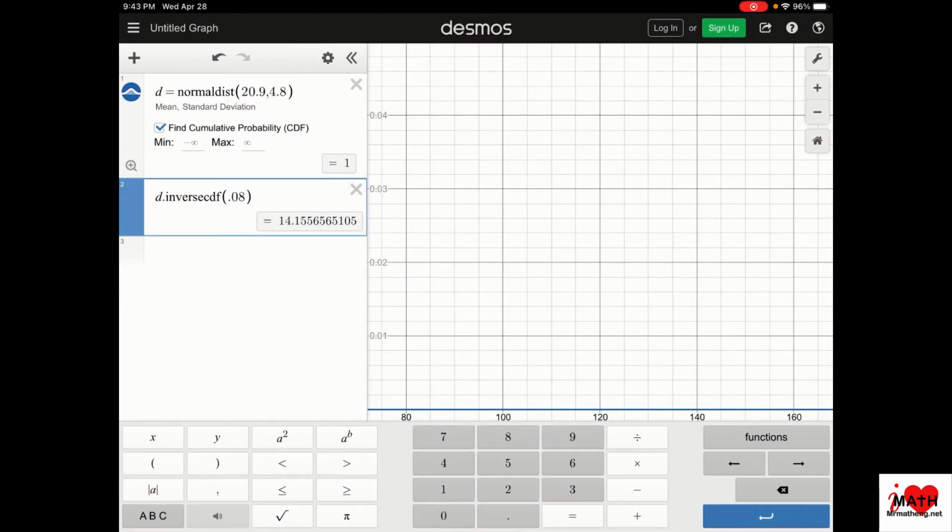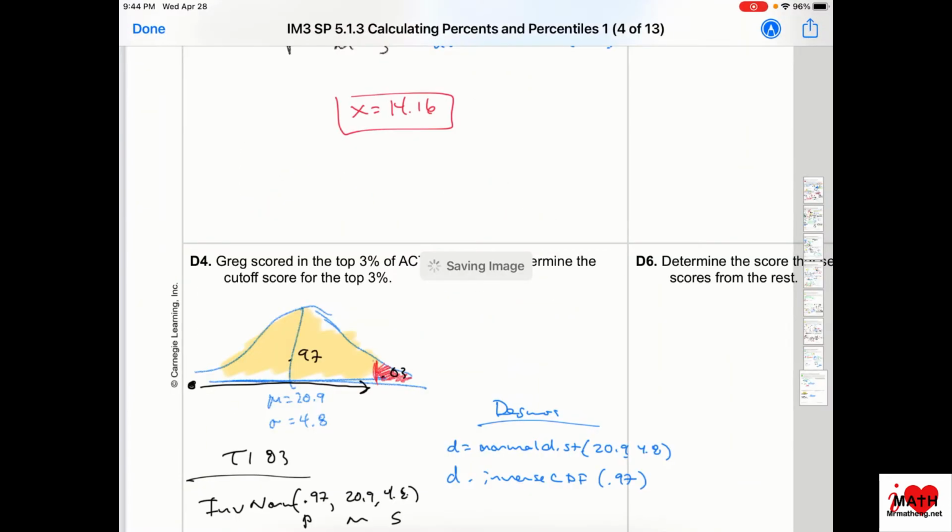Remember, you're going to have to type in D equals normal distribution, the mean of 20.9 and standard deviation of 4.8, and then the inverse CDF. We're not typing in 3%, we're typing in 97%. And there you get it, 29.93. That is the cutoff score.